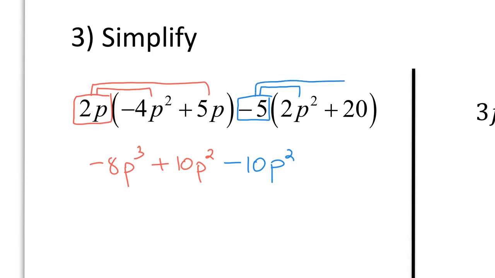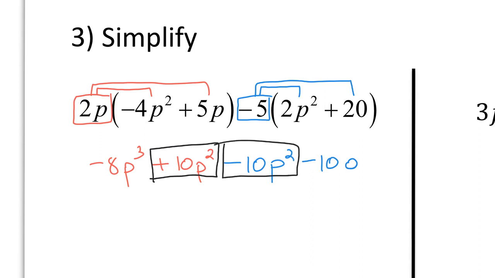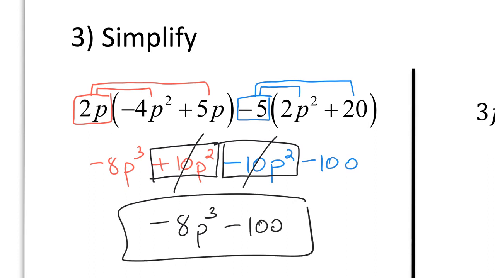Then you multiply negative 5 times positive 20. That's going to be negative 100. Now we do have like terms. Notice what's in between right here and these two right here. A positive p squared minus a 10p squared. 10p squared minus 10p squared, 0. They cancel. So what we have left is the negative 8p cubed. We don't have another cube, so you bring it down. Minus 100. We don't have another constant, so that is my answer. You multiply what's outside to what's inside, and then you combine like terms.